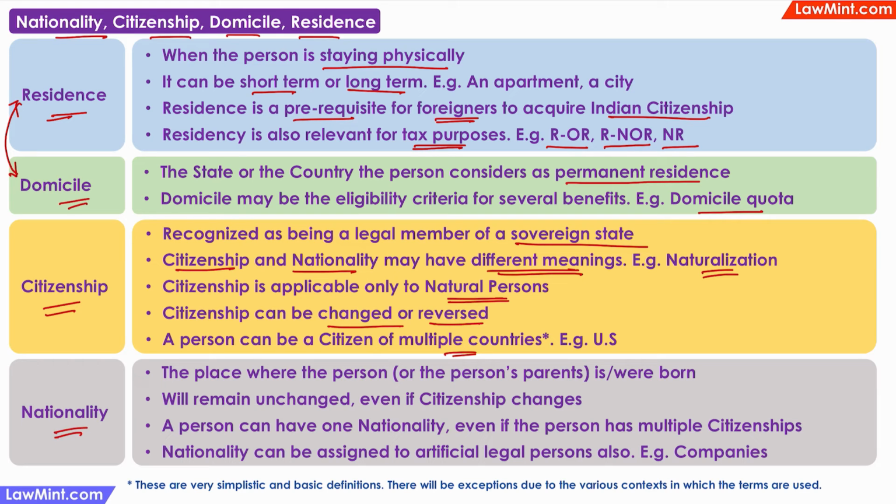Now, nationality is usually determined on the basis of where a person was born or where the person's parents were born. Normally, a person can have one nationality, even if the person has multiple citizenships. Now, nationality can be assigned to artificial legal persons also, such as companies. Some organizations, like the International Human Rights Codes, use these two terms, citizenship and nationality, interchangeably. In that context, if a person is a citizen of a country, he or she is considered to be a national of that country also. But this is something that we can discuss in some other video.